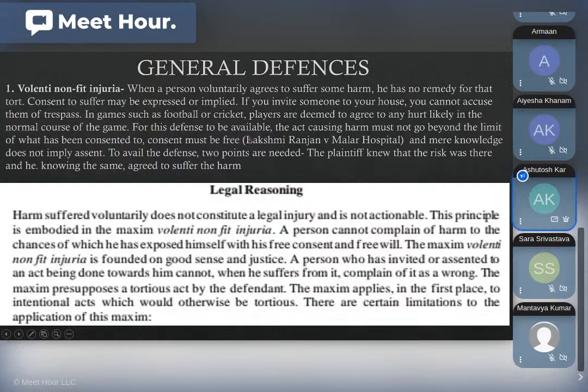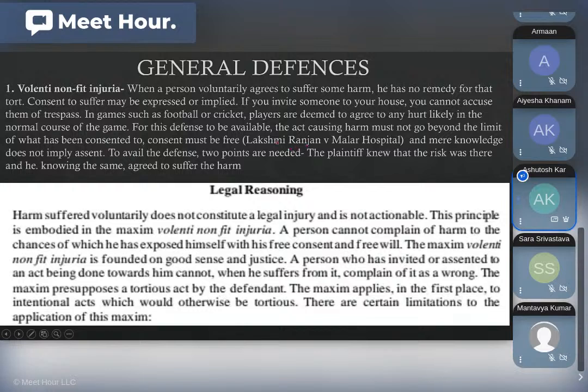For this defense to be available, for volenti non fit injuria to rescue you from this case, the act causing harm must not go beyond the limit of what has been consented to. Consent must be free. If you want to avail this defense, then the plaintiff who is filing a case against you must have agreed to something, and the harm must have occurred within that agreement, right? The harm must not go beyond what has been consented to.